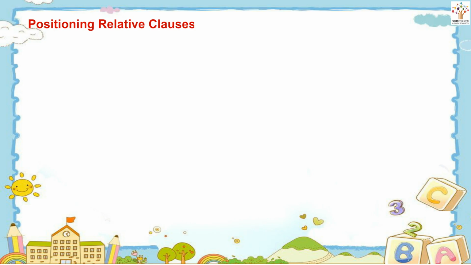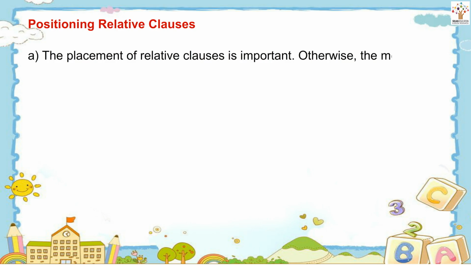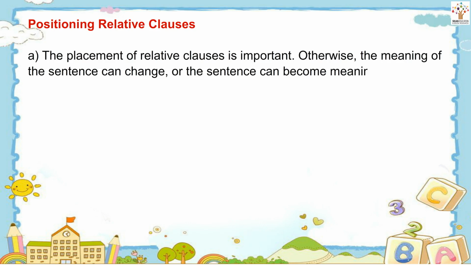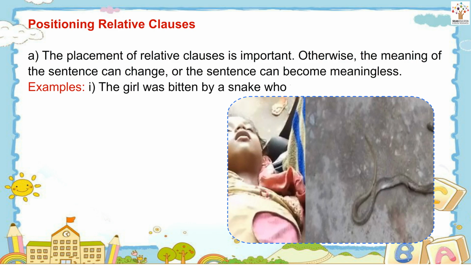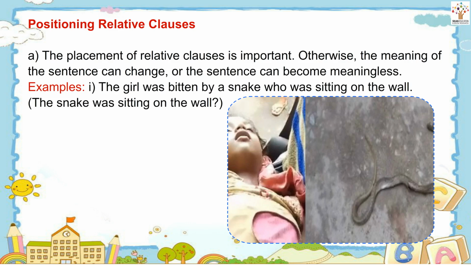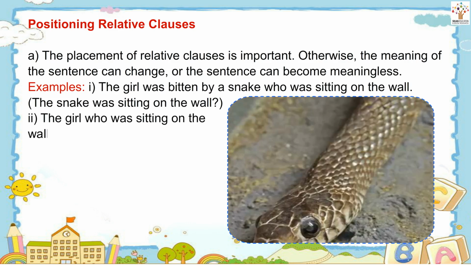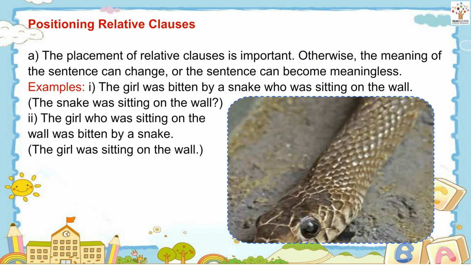Positioning relative clauses. The placement of relative clauses is important. Otherwise, the meaning of the sentence can change or the sentence can become meaningless. Examples: The girl was bitten by a snake who was sitting on the wall. The snake was sitting on the wall. The girl who was sitting on the wall was bitten by a snake. The girl was sitting on the wall.